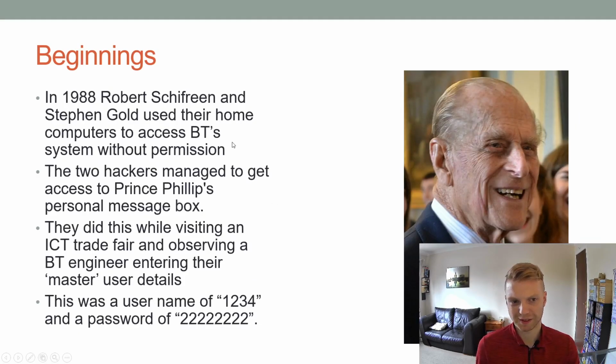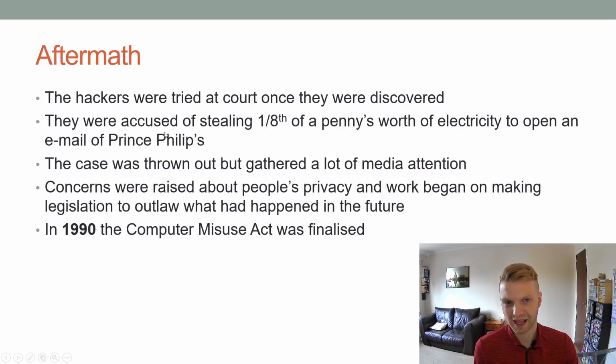I harp on about this quite a lot. How did it get started? So basically, in 1988, Prince Philip got his email hacked because two guys were watching somebody from BT type in a password and username. Basically, if you typed in this password and username combination, it gave you access to anyone's emails in the world. They just watched this, and then they hacked Prince Philip.